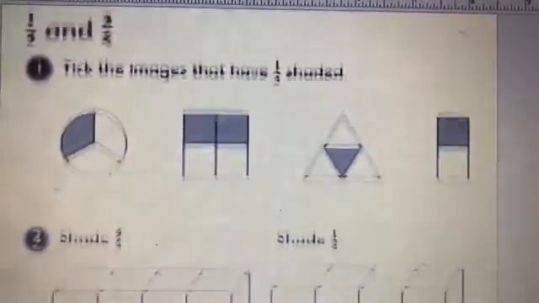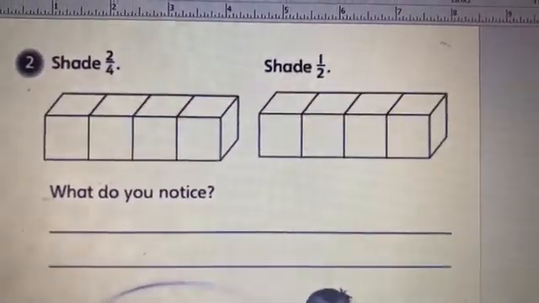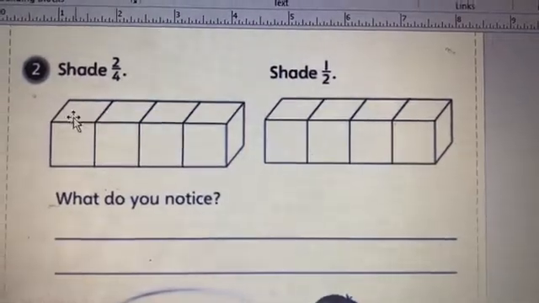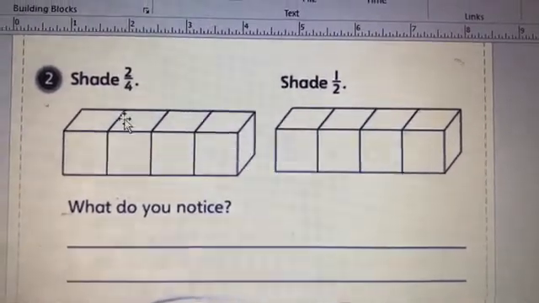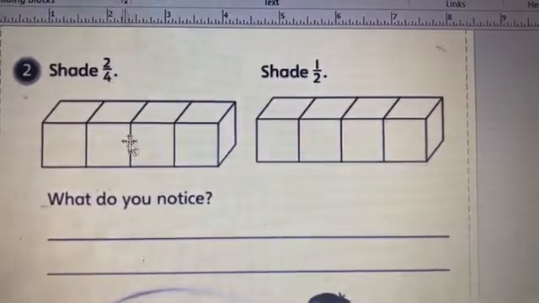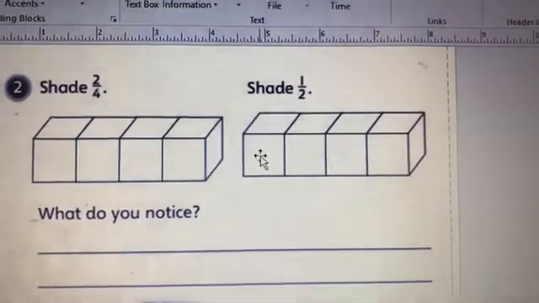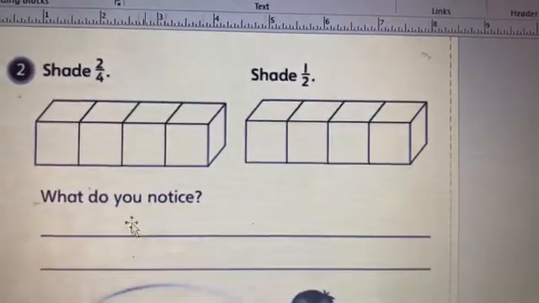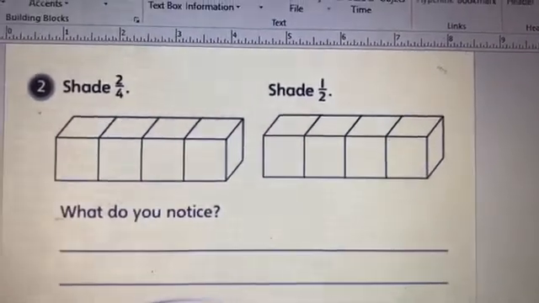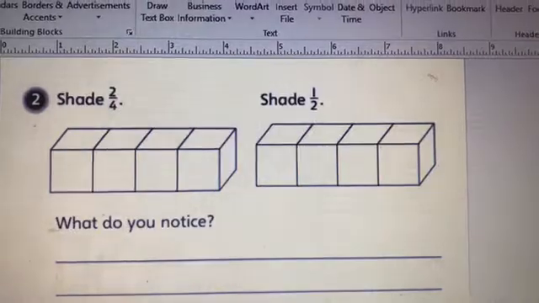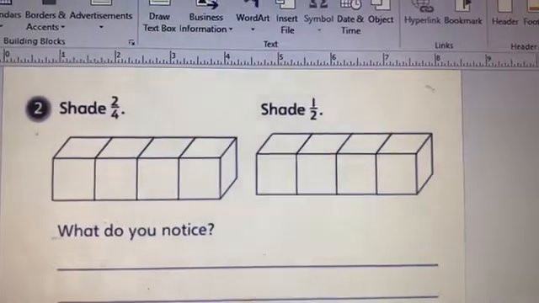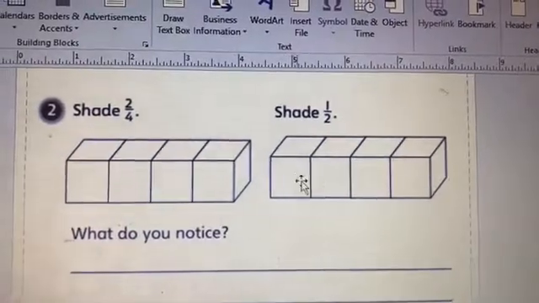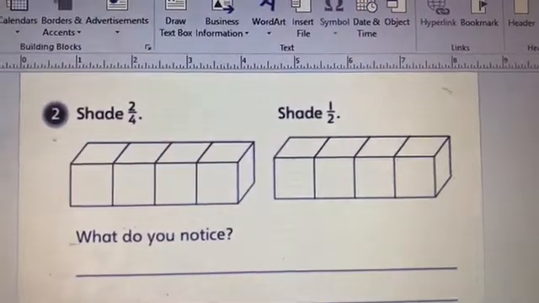Okay. Question number 2. It says shade 2 quarters and shade a half. So what I like to do is to draw this in your book. Now if I was you, I'd just draw 4 squares in a line, and here I draw 4 squares in a line. Shade 2 quarters, shade a half, and what do you notice about it? Now remember, finding a quarter is the same as dividing by 4, and finding a half is the same as dividing by 2. So even though there are 4 parts here, you will be able to find a half.